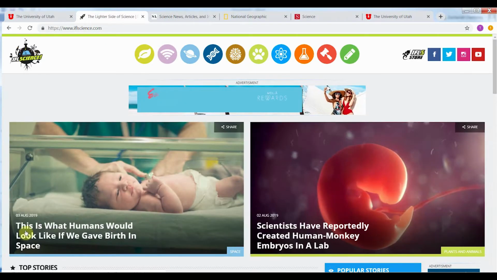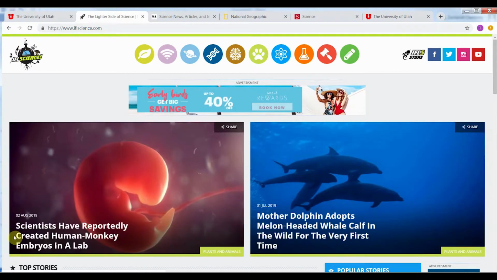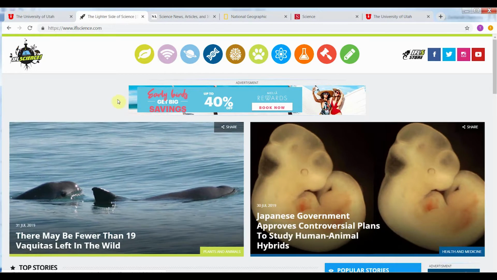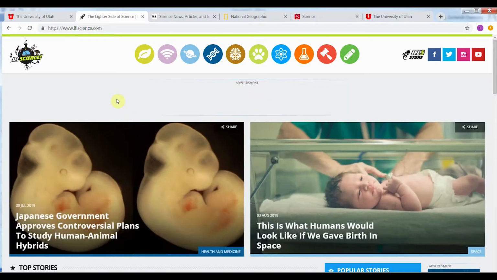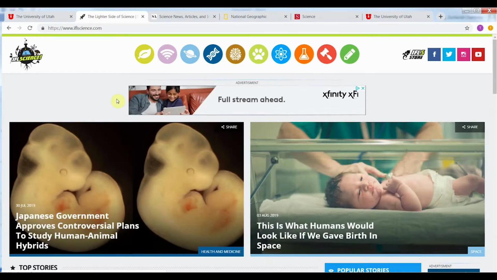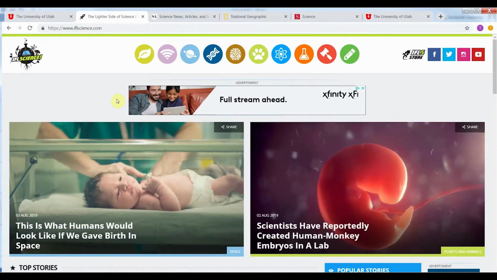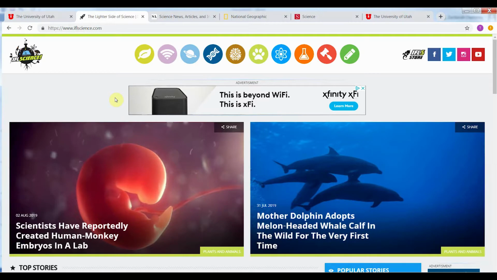This is what humans would look like if born in space. Scientists have reportedly created a human-monkey embryo. The headlines that this publication puts forward are meant to be attention getting. They're meant to get shares and clicks on social media. That is their business model. This is not to say that the information is bad, but it is a little bit superficial.